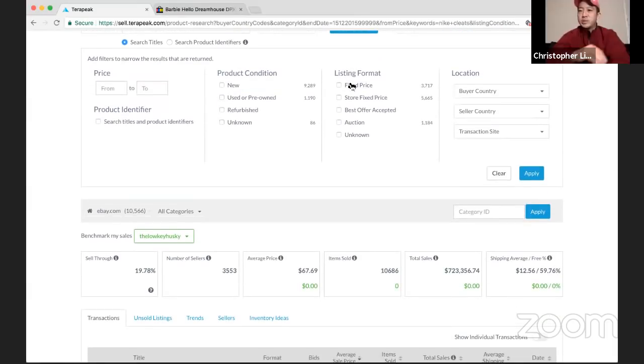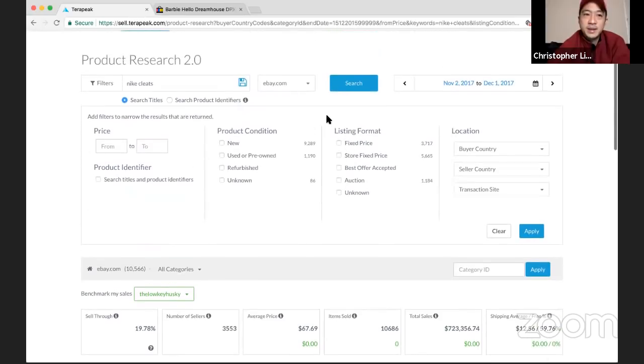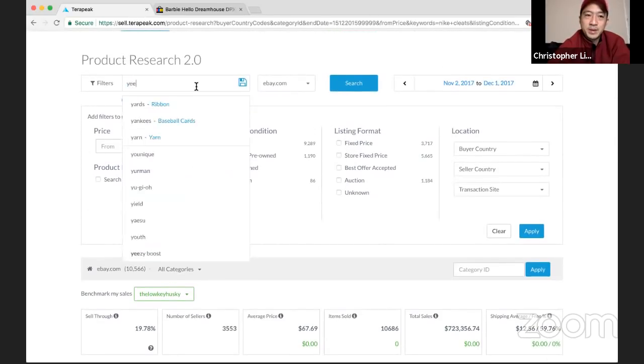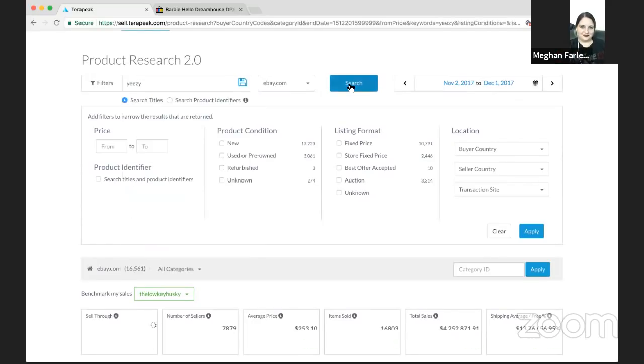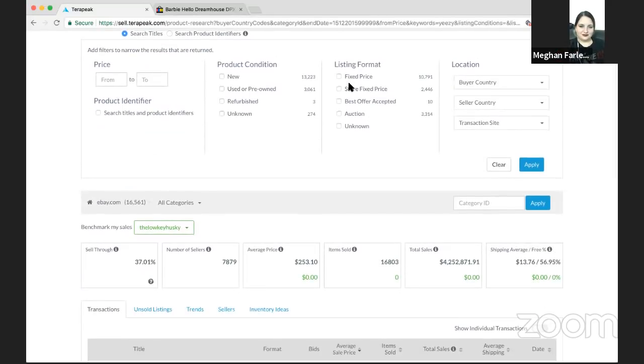Only 723,000 in sales? Look at the sell-through. So slow. So many sellers. They're saturated. That's crazy. All right, let's type in Yeezy. $4 million. So Yeezy's stronger than the Nike cleats.